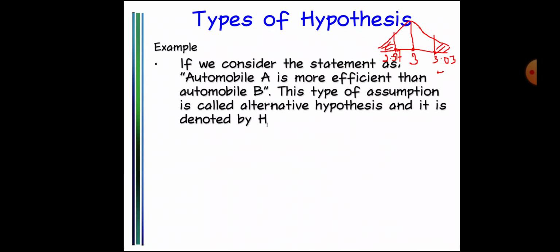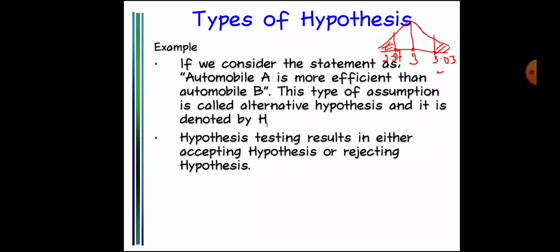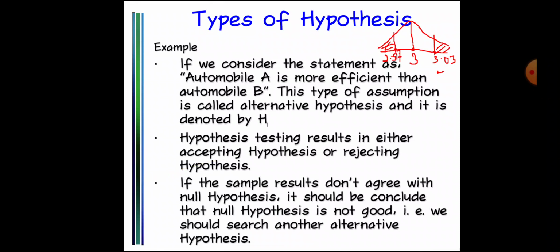Example: if we consider the statement as automobile A is more efficient than automobile B, this type of assumption is called alternative hypothesis and it is denoted by H1. Hypothesis testing results in either accepting the hypothesis or rejecting the hypothesis. If the sample results don't agree with the null hypothesis, it should be concluded that the null hypothesis is not good. That is, we should search for another alternative hypothesis.